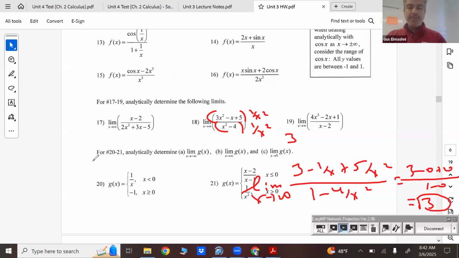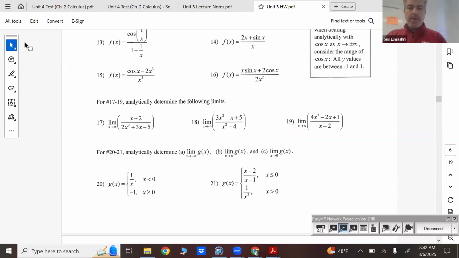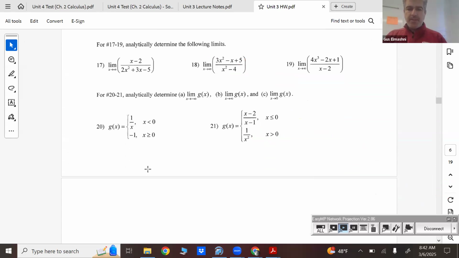All right, and the last bit, 21. If we're going towards negative, I'm going to use the top function. That's going to be 1. If we're going towards positive, that's going to be 0, right? Yep. And of course, that does not exist.